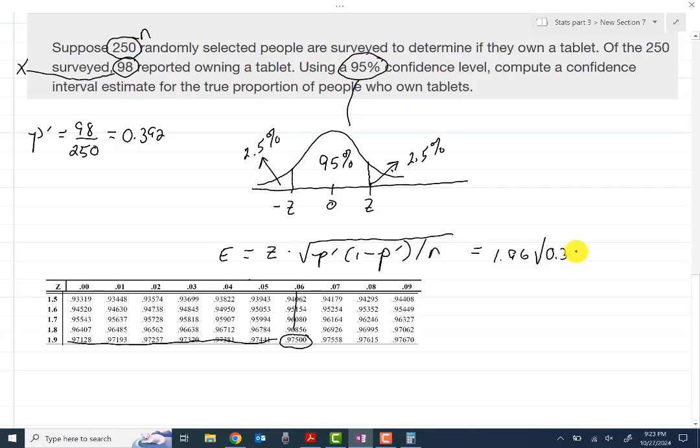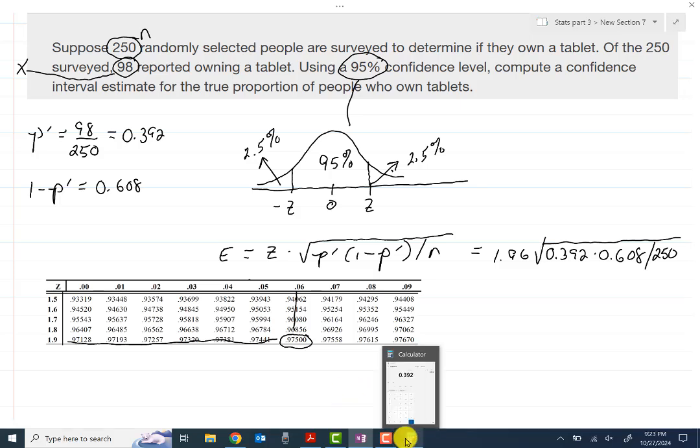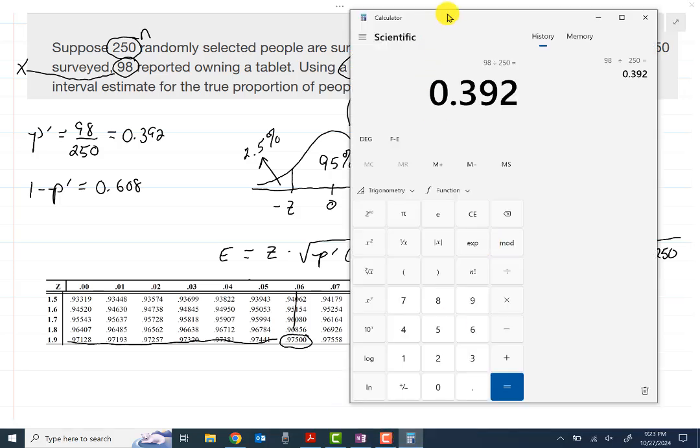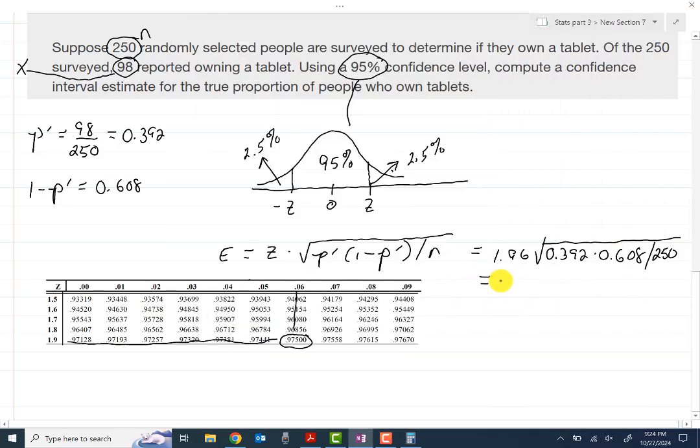So let's go ahead and put those numbers in. I have 0.392. So I'll put this one in here too. This is 0.608. And then divided by 250. Probably it's not going to be so bad. I'm going to do the square root on my calculator. Your calculator undoubtedly has a lot more capabilities than mine does. So very slightly over 6% is our error.